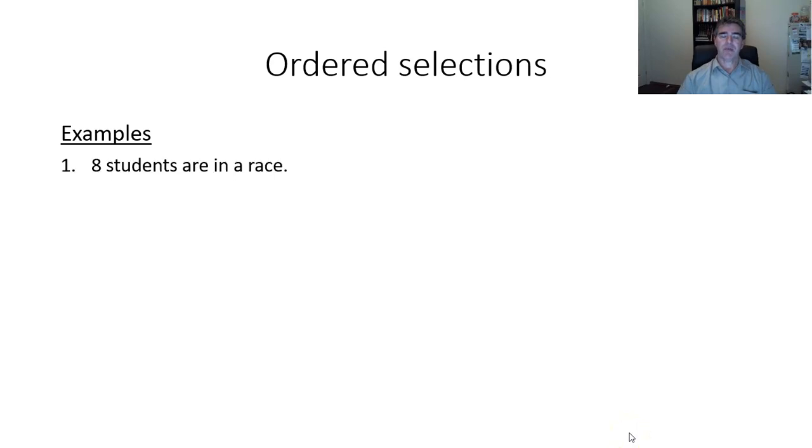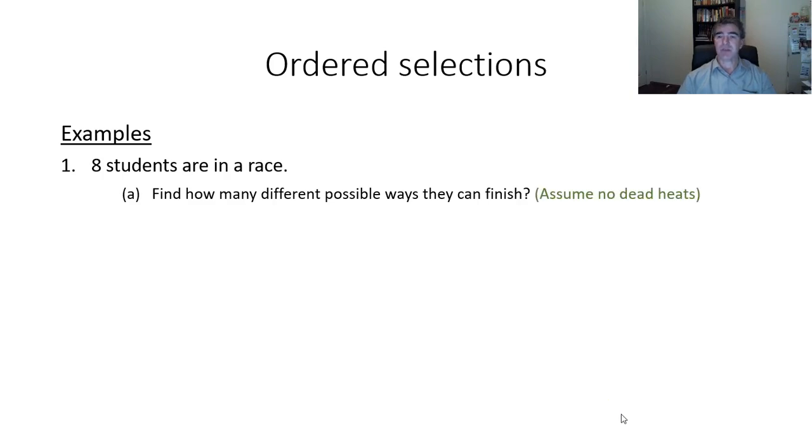For the first example, we're going to consider 8 students in a race. Let's find out how many different possible ways they can finish. We're going to assume that there are no dead heats and that everyone has the same possibility of winning and placing. So, the number of arrangements. You'll notice that I've got 8 positions placed along here. They're the positions that they can finish. In the first position, we have 8 different possibilities that someone can become first. So we're going to place that 8 in there.